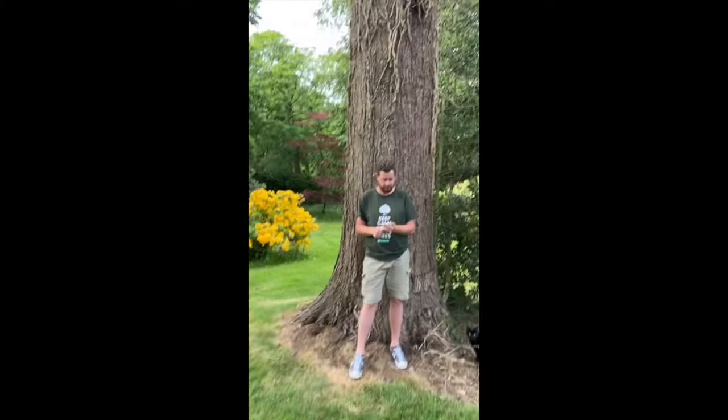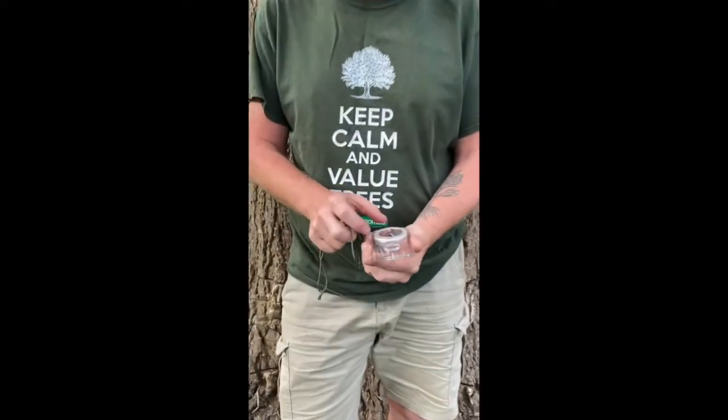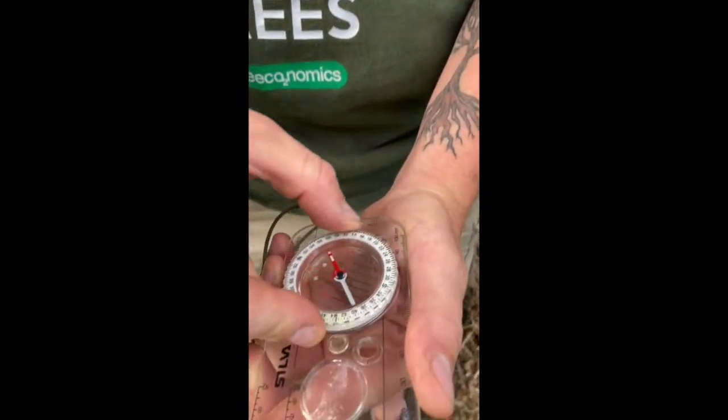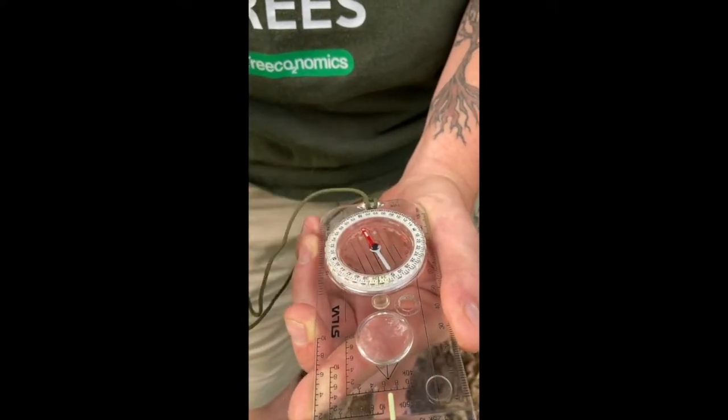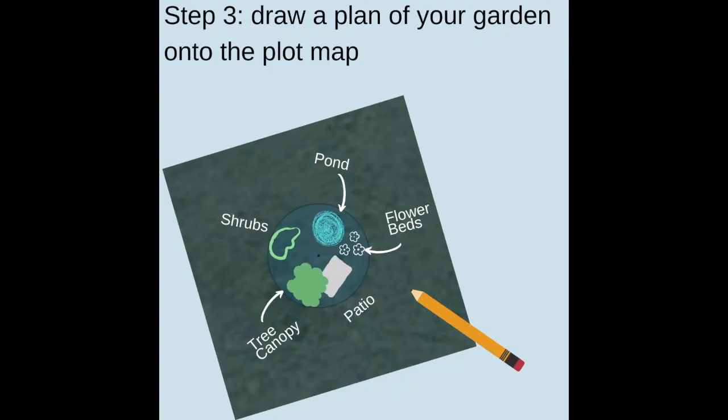Repeat this for the south, east and west. You can use a compass or compass app on your phone or tablet to help you locate the directions. Or you can use the enclosed plot map and orientate according to the north arrow marker.